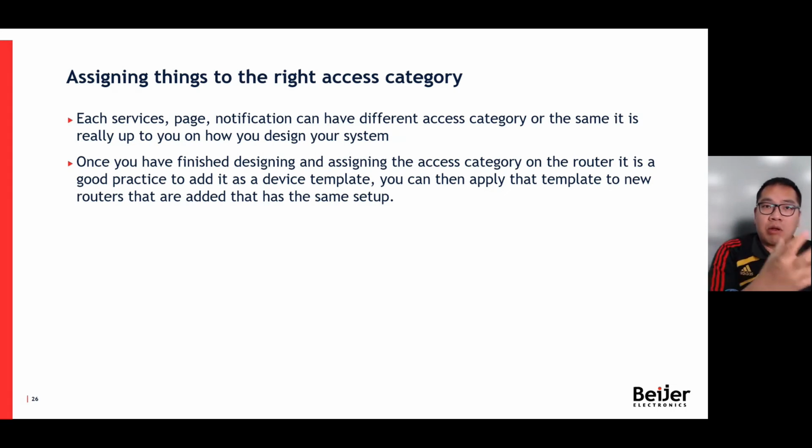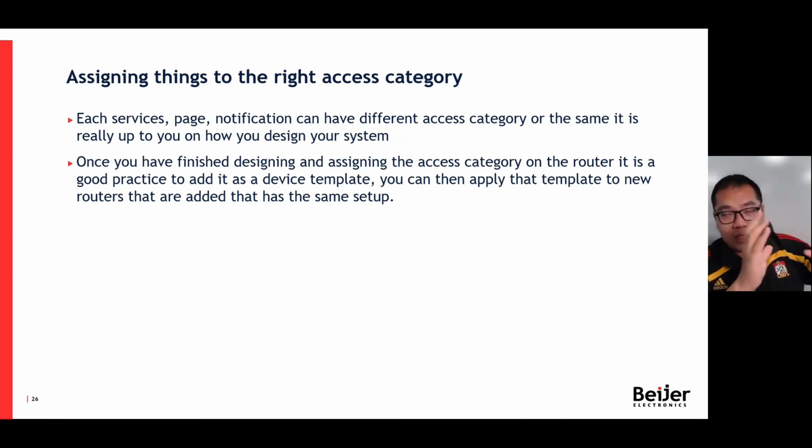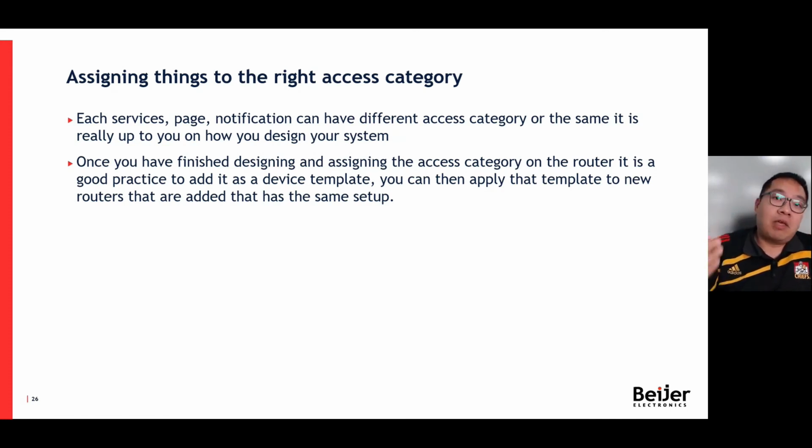So the next time when you have a new router added into your system, you can apply this device template to the router, and then you actually copy all the different access categories for the different services down to this router as well. So you don't have to do it again. It's actually saving you a lot more time when you do that.